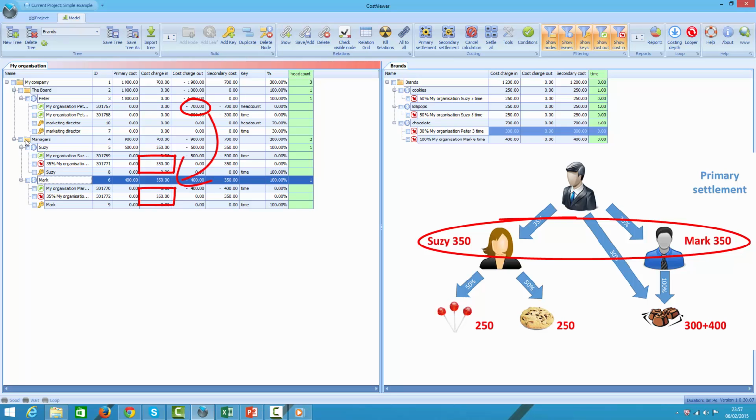At this stage, the amount was not passed on to brands yet, and that cost will be moved during secondary settlement. So let's run our secondary settlement now.